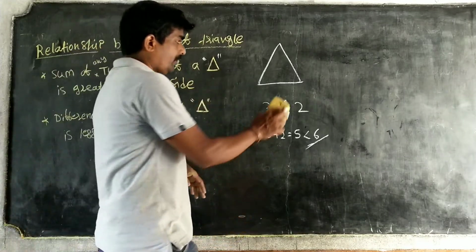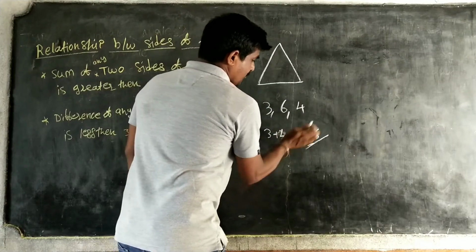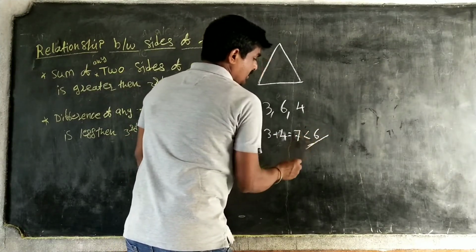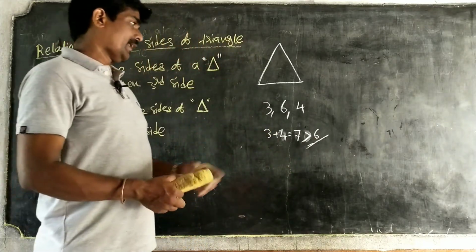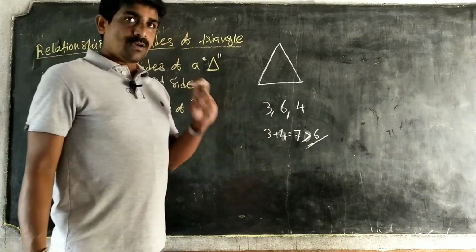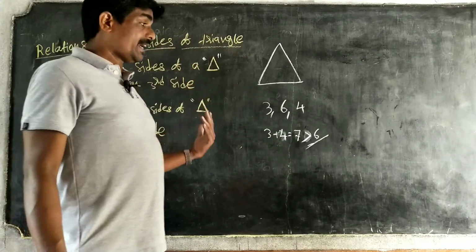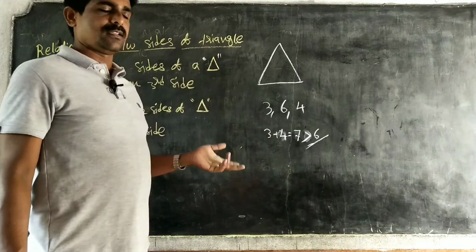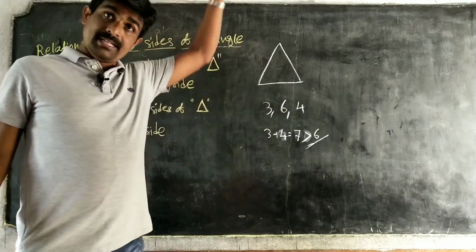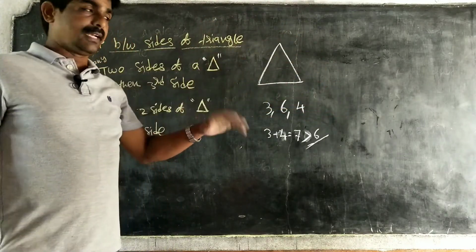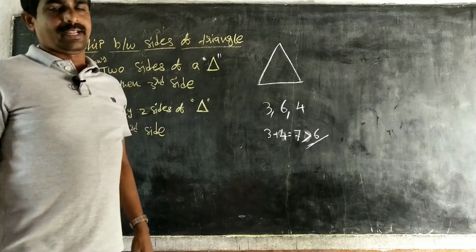If you take 4 here, then it is possible. 3 plus 4 is equal to 7, and 7 is greater than 6. Then we can draw a triangle. So the sum of any 2 sides is greater than the third side. I can take any sides, but if I add the lengths of 2 sides, that should be greater than the third side. Otherwise, we cannot form a triangle.